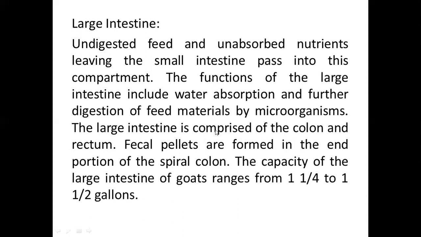The large intestine is comprised of the colon and rectum. So there are two parts of the large intestine, the colon and the rectum. The fecal pellets are formed in the end portion of the spiral colon. So the structure of the colon determines the structure of the feces, and that is why the feces of the sheep and goat is rounded in structure, because the colon is a spiral.